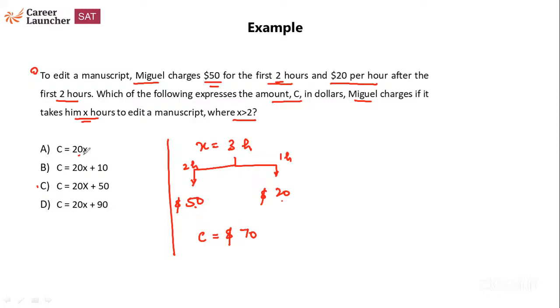Option A, 20 into 3. X is he works for 3 hours. 20 times 3, that is 60. Does he get $60? He actually gets 70. Your target is to get 70 when X is 3.